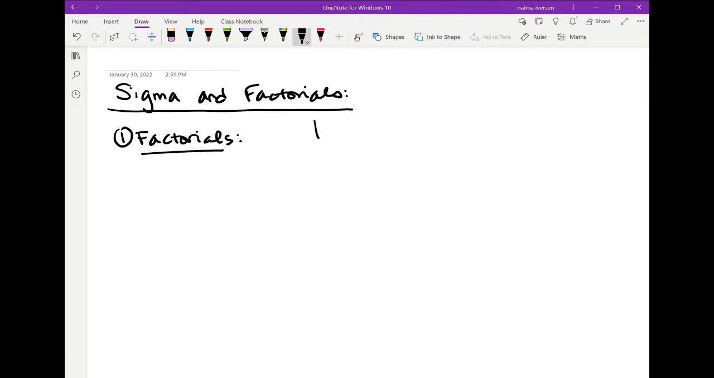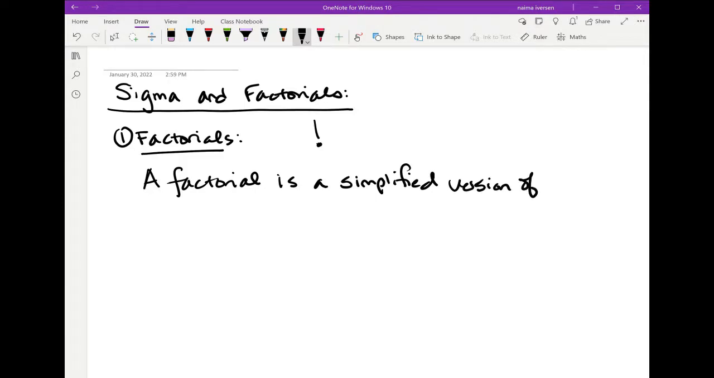Factorial notation is an exclamation mark. You might have seen this before. So a factorial is a simplified version of multiplying consecutive integers. A factorial is just a simplified form of multiplying consecutive, and I shouldn't actually say integers, they are whole numbers.